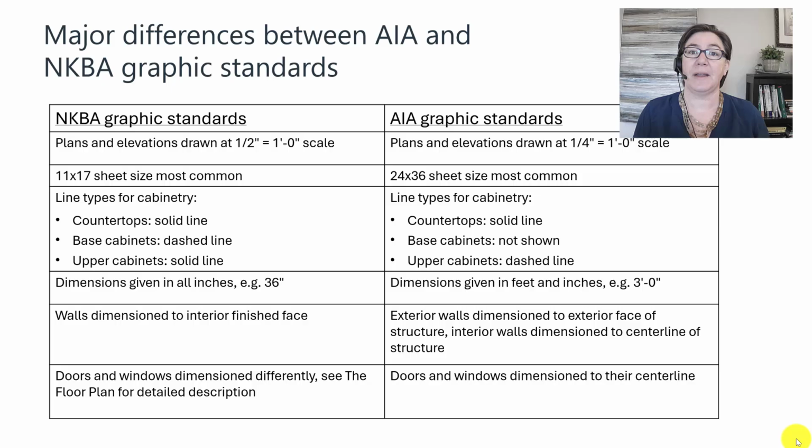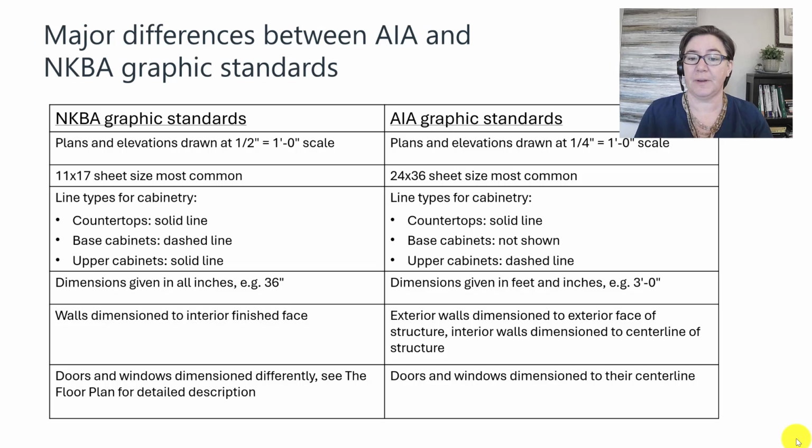There are some different line types used for the cabinetry. You may be familiar with drawing countertops as a solid line, not drawing the base cabinets underneath those countertops, and using a dashed line for the upper cabs. All right. And that's because AIA uses about a 4-foot cut line for their drawings. NKBA does this a little bit differently. The countertops are still a solid line, all right, but we do indicate the base cabinets underneath. That uses a dashed line. Right? And they use the upper cabinets above with a solid line and not dashed.